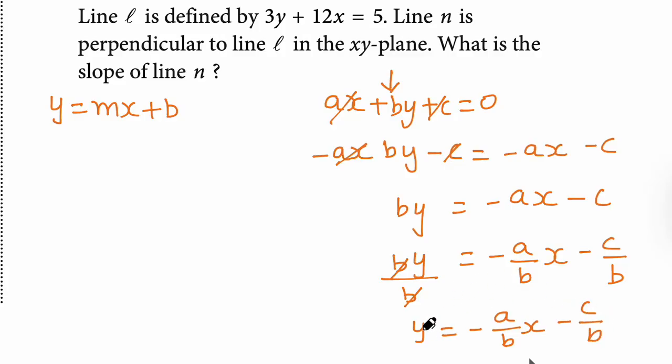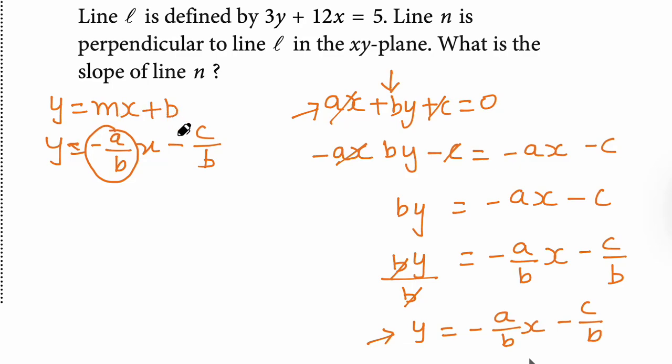It's seriously magic. If I compare this equation, which I have converted into slope-intercept form, y = -(a/b)x - c/b, that means even if the equation given to me is in standard form, I can use this to find the slope of the line without converting it into slope-intercept form, right? So let's see.